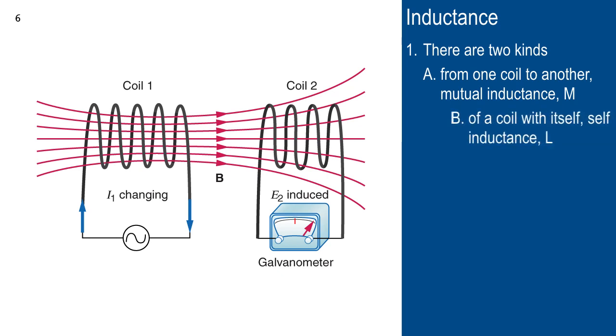Now, a coil can have inductance with itself. That's called self-inductance. So, as current changes, the field will get stronger, and the coil will feel that. Whatever that current source down there, the one with the squiggle in it, is doing, the coil will try to oppose that. That's self-inductance. All right.